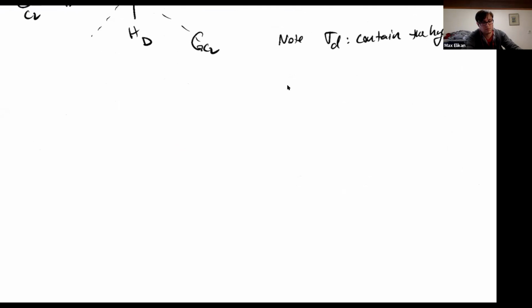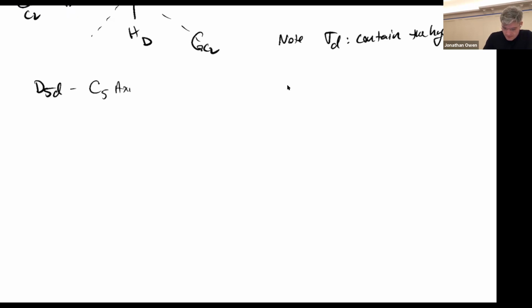All right, let's do another one. Let's do D5d. So I said there's got to be a C5 axis here, right? Because it's a D5d, which means we need 5 perpendicular C2s and we need 5 sigma d's. So what does that look like? Well, classic example is ferrocene.